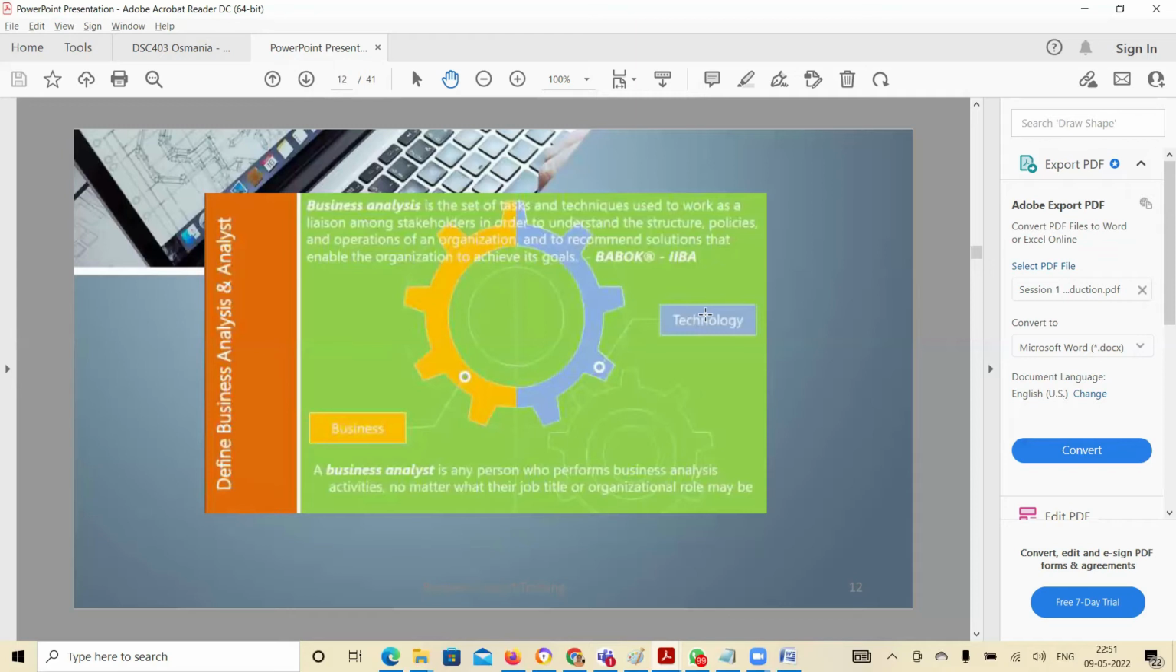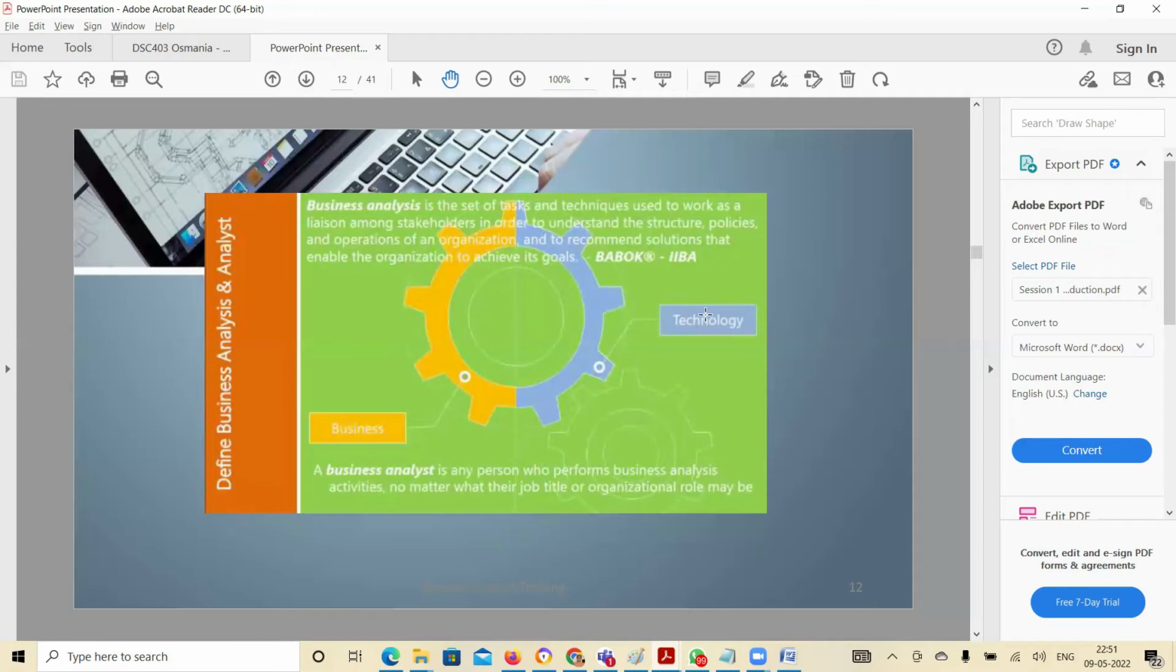So you are bringing different stakeholders together in order to understand the structure, policies, and operations of an organization. Let's try to break this down. So what is BA? BA is a set of tasks and techniques. You would know that in this course we are going to talk about tasks and techniques only, right?